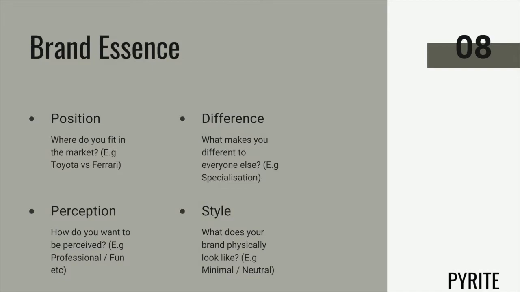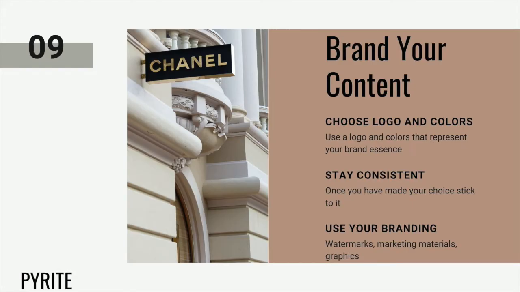So now that you have that essence, you need to brand your content. You're going to choose your logo and colors. And as I said, you really want that to represent yourself and your brand. You need to stay consistent. Once you've chosen what that font is, what that color is, what that logo is, stay consistent. Don't change around. We want a nice aesthetic. We want people to look at you and look professional. If you are changing it every other week, that doesn't look very professional, does it? That doesn't give you a nice, clean brand.